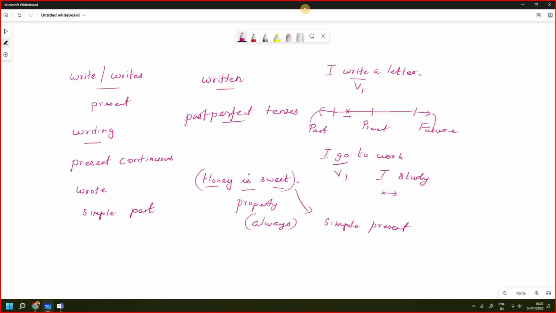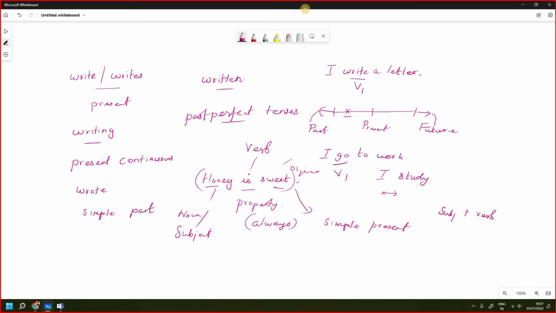This sentence is written in simple present tense. Because honey is a noun, here you can call it the subject. This is the verb, and this is the object or whatever it is. But the most important thing is what form we have used. So for form, you have to use it like this: we have used subject plus verb.